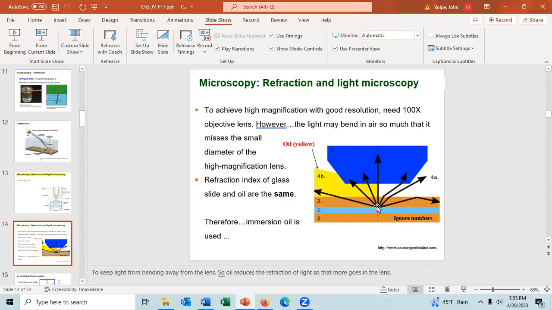And obviously, if you do use oil, then the magnification and resolution is improved over the 40x lens because of the decrease or the no refraction of light when you have oil in between the objective lens and the slide. By the way, I didn't mention it, but this light ray here will refract when it's coming out of the glass of the slide and entering the air. It will also refract again when it leaves the air and goes into the glass of the objective lens.